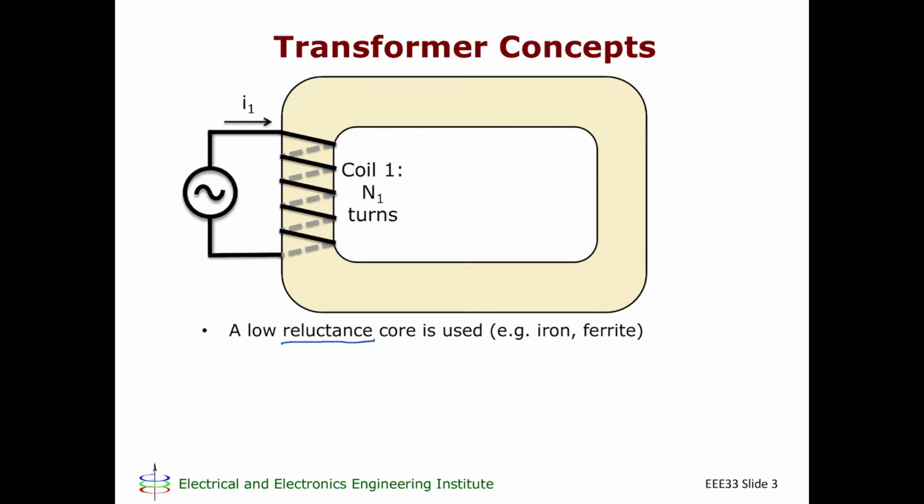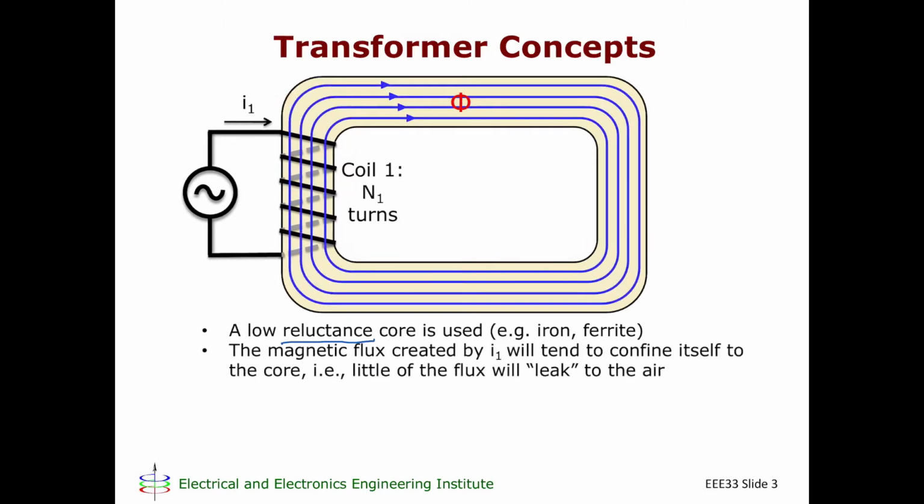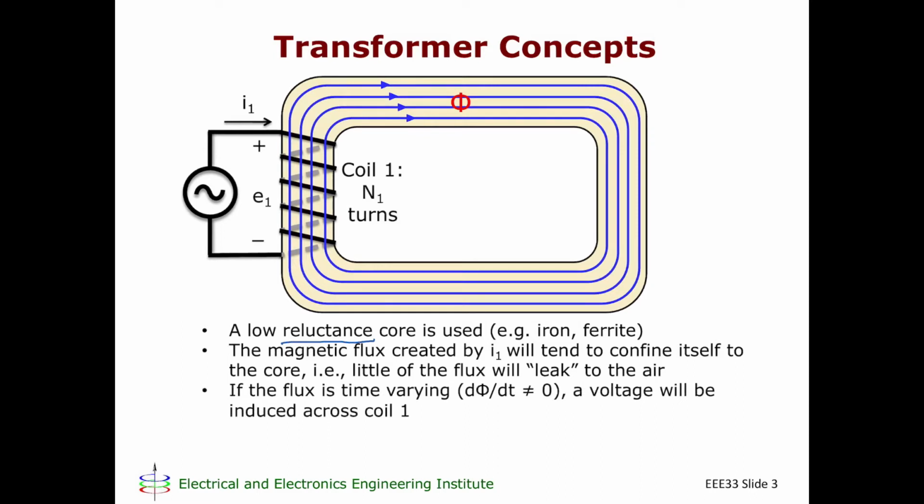If we connect a source across the coil, expect a current I to flow. Whenever you have a current flowing through a coil, expect a magnetic flux to be produced. Because the core has very low reluctance, the flux will tend to confine itself to the core. In other words, very little of the flux will leak into the atmosphere. If dφ/dt is not equal to 0, then a voltage will be induced across the coil.